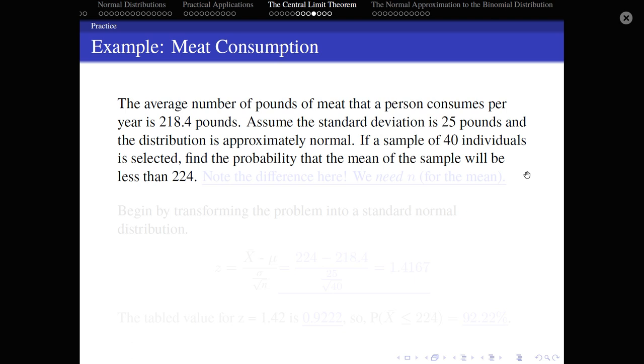So let's look at this again under the new way. So assume that a standard deviation, these are all the same numbers. Now we're looking at a sample of individuals. Okay, this is a good sign. And now we're looking at the probability that the mean of the sample will be less than 224. This is a big difference. One other way that you can look at this is if you need n, if you need the sample size, well, that's going to be your new way. If you don't have a sample size, you don't have a sample at all, that's going to be the old way. That's going to be the way that we used to do it. So go on and pause right now and give a shot to this problem.